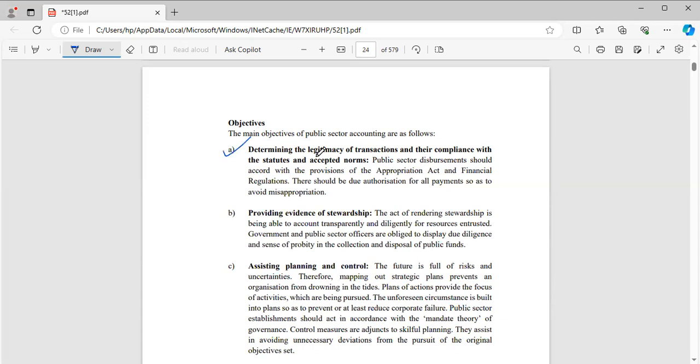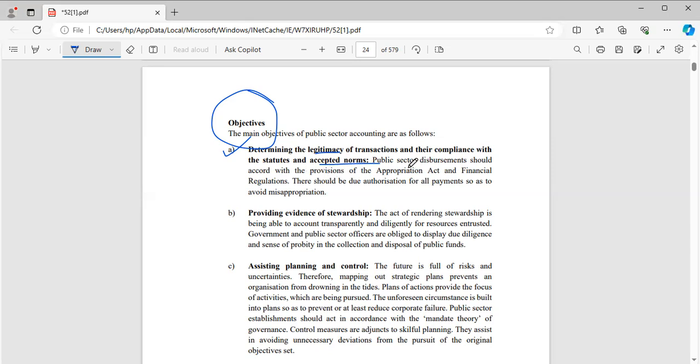So we have one, determining the legitimacy of transactions and their compliance with statute and accepted norms. That's one of the objectives of public sector accounting. Now, let me explain this. One of the objectives of preparing public sector accounting is that we want to determine the legitimacy. Legitimacy means the accuracy, the credibility, the truthfulness of transactions and their compliance with the statute and accepted laws.